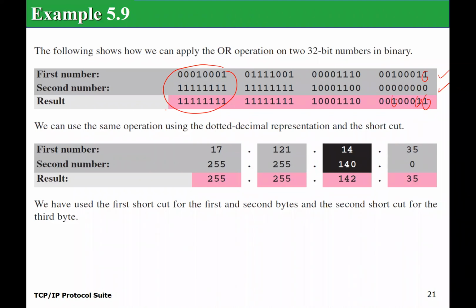Now let's go to the decimal. Easy. If one of them is 0, you take the max or the highest number, which is 35. That's why I grab the 35. What about here? I will take the 255. What about here? Because I have 255, I will take the 255. What about this one?